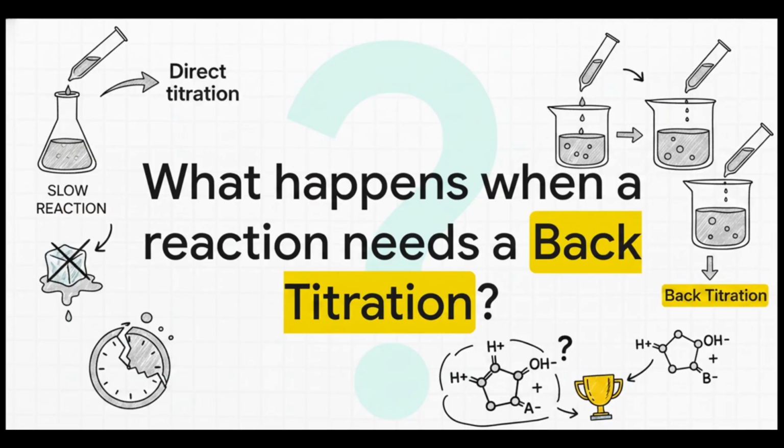You know the method, you know the math, and you definitely know the traps to avoid. But I want to leave you with a provocative thought. You've mastered direct titrations, but what happens when a chemical reaction is simply too slow, or the solid won't easily dissolve, and you need to perform something called a back titration? Now that is a fascinating challenge, and it's exactly what we'll be breaking down in our next explainer.